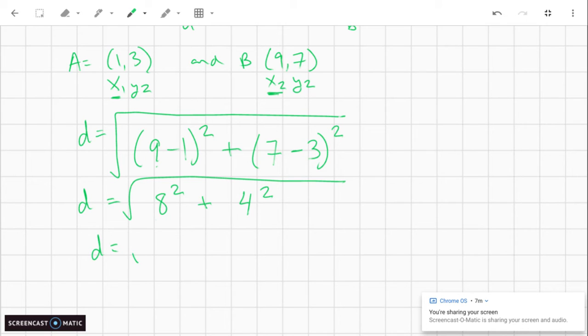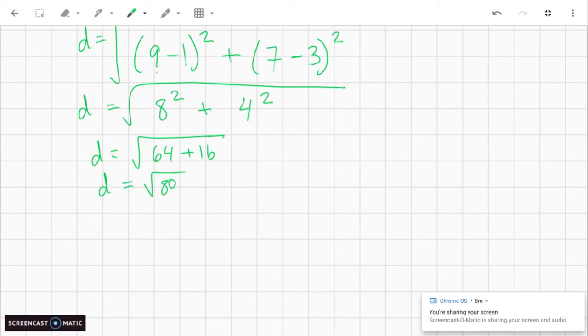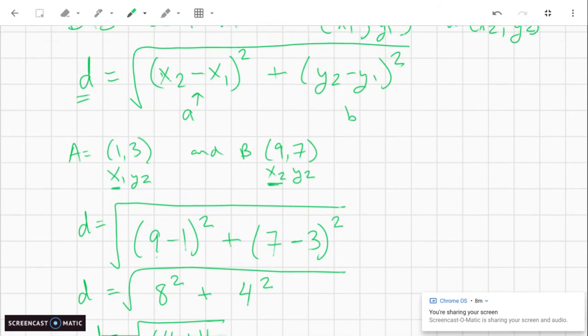And now d equals the square root of, this is where we were before, 64 plus 16. 64 plus 16 we got was the square root of 80. And we can either leave it like that, or we can say that's about equal to, we said, 8.94. So that's the distance formula. And so make sure you write this down.